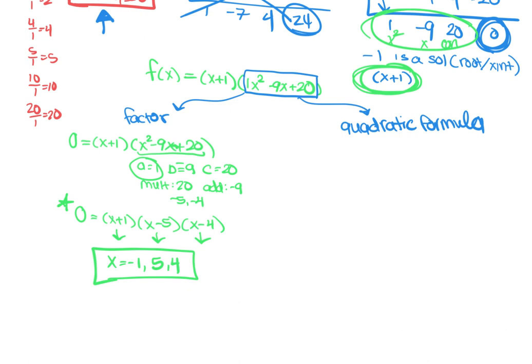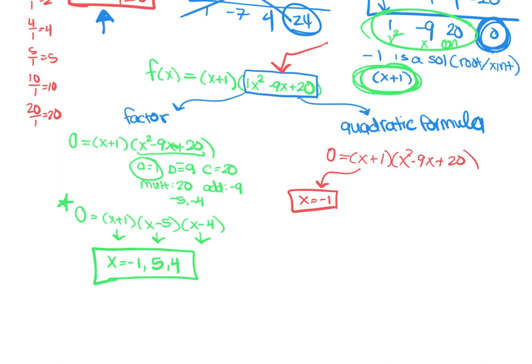However, we're going to encounter instances where factoring doesn't work. So I want to show you how the quadratic formula is going to be a good option here if you can get a quadratic that has a power of 2. So here we're going to do the same thing. We're going to do 0 equals x plus 1 times x squared minus 9x plus 20. So this first one here, we can find that x is just equal to negative 1.